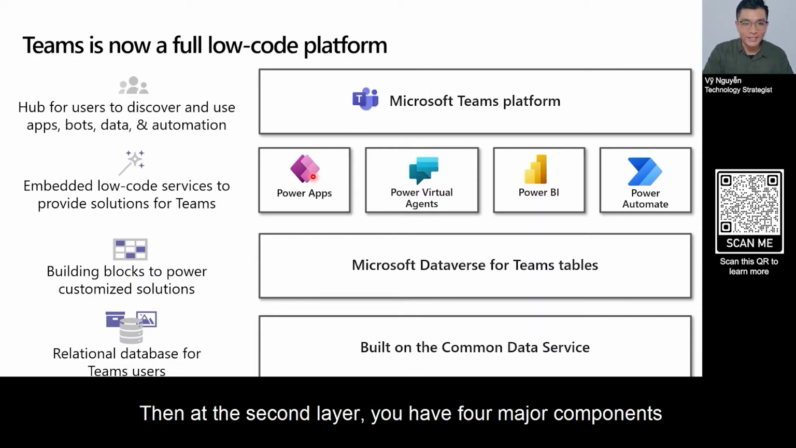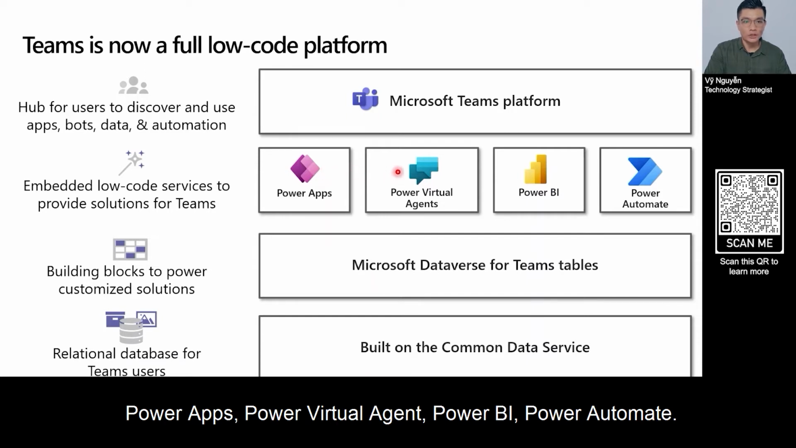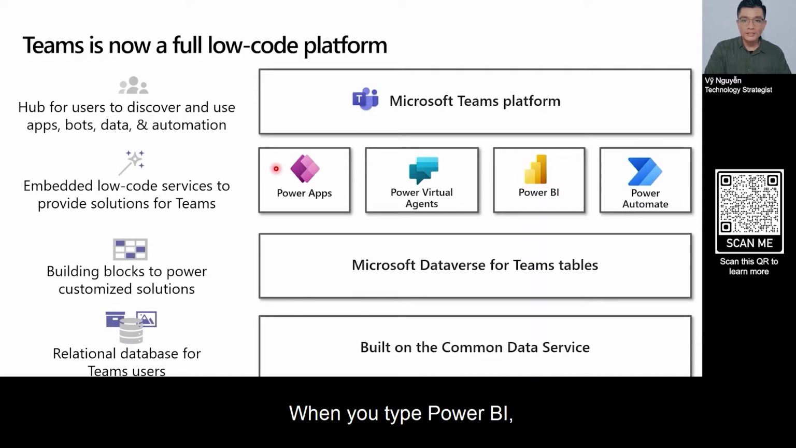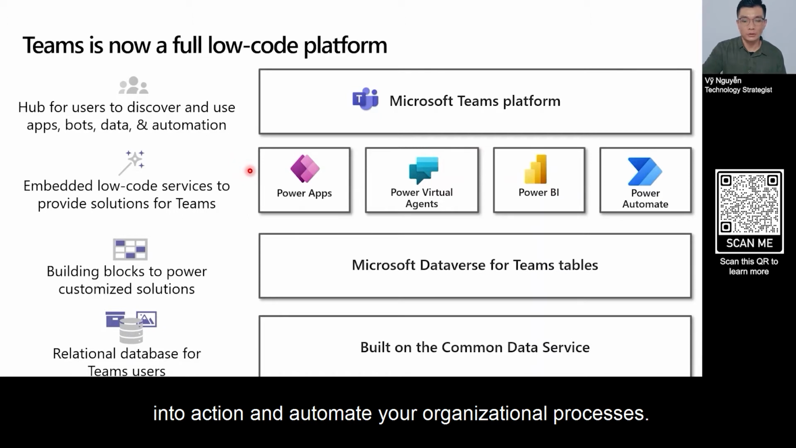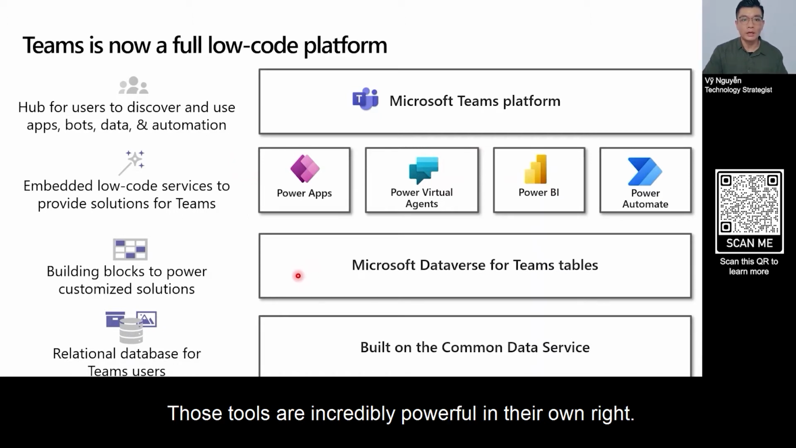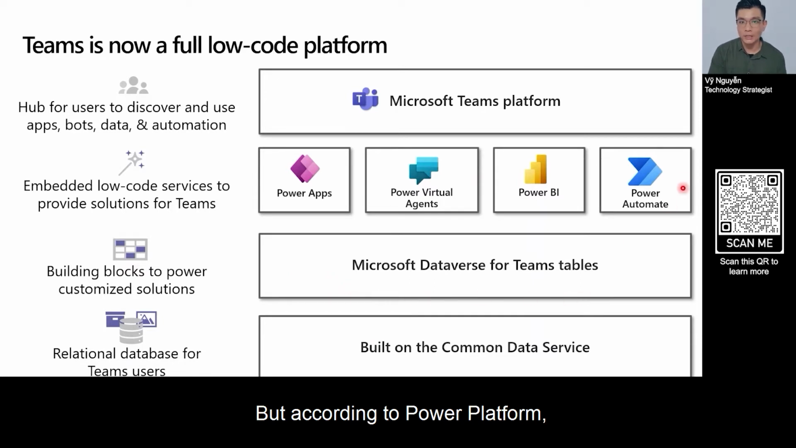Then at the second layer, you have four major components: Power Apps, Power Virtual Agent, Power BI, Power Automate. When you take Power BI, Power Apps, and Power Automate together, you can draw meaningful data insights, convert insights into action, and automate your organizational processes. Those tools are incredibly powerful in their own right, ergo the Power Platform.